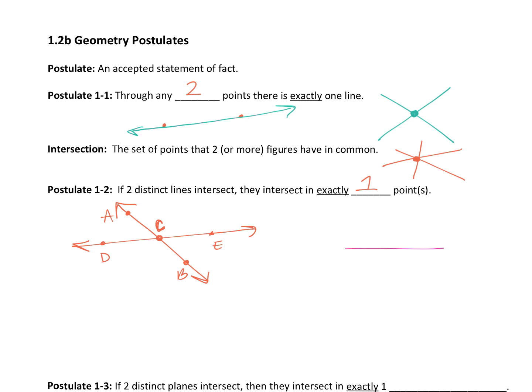Sometimes people go, well, what about these 2 lines? If I draw a line here and then I draw the same line over it, that's the same line. So we don't say they have infinitely many points. They just are the same line. If you want to write out something for that, you could say line AB and line DE intersect at point C. That's how we would refer to it. Line AB and line DE intersect at point C.